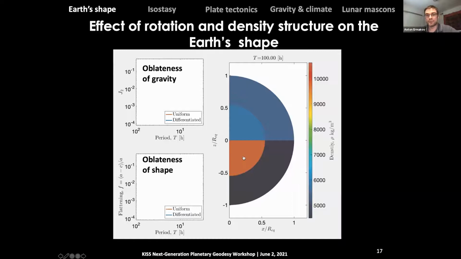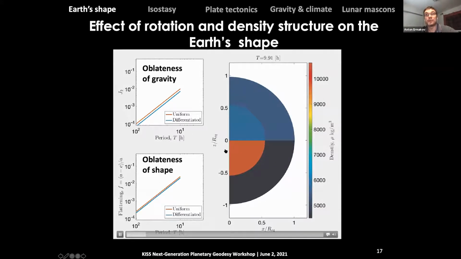So just for fun, I made this animation illustrating the effect of rotation on the shape of the Earth. Let's play it. I considered two cases here: the top one where density is nearly uniform, and the bottom one where you have a higher density core. And you can see, as I spin up the body, as I decrease the rotation period, you notice more and more the difference in the oblateness of the two bodies.